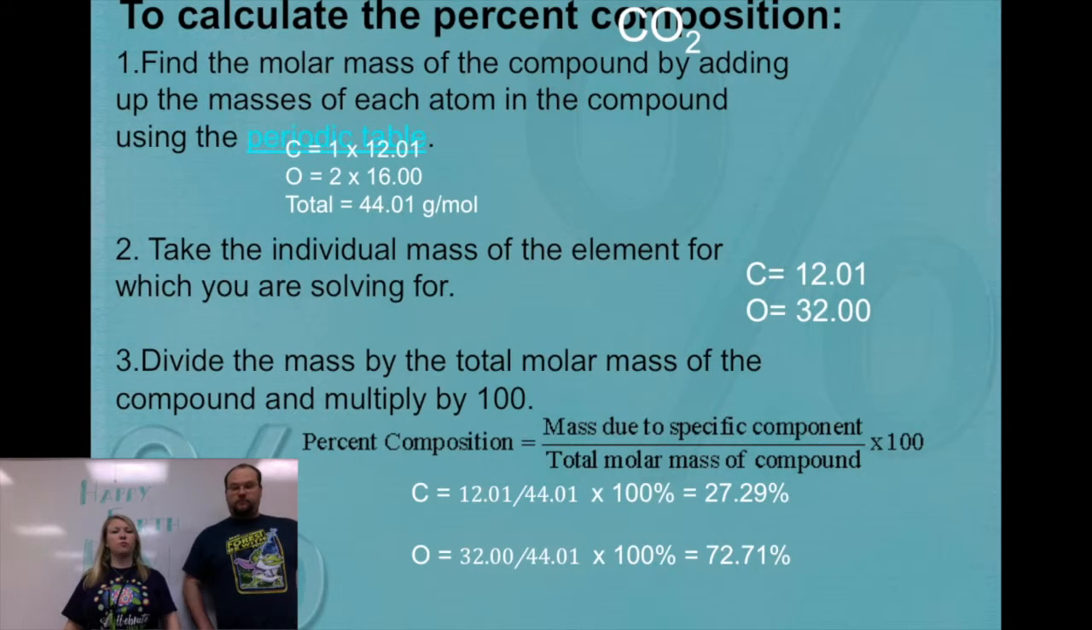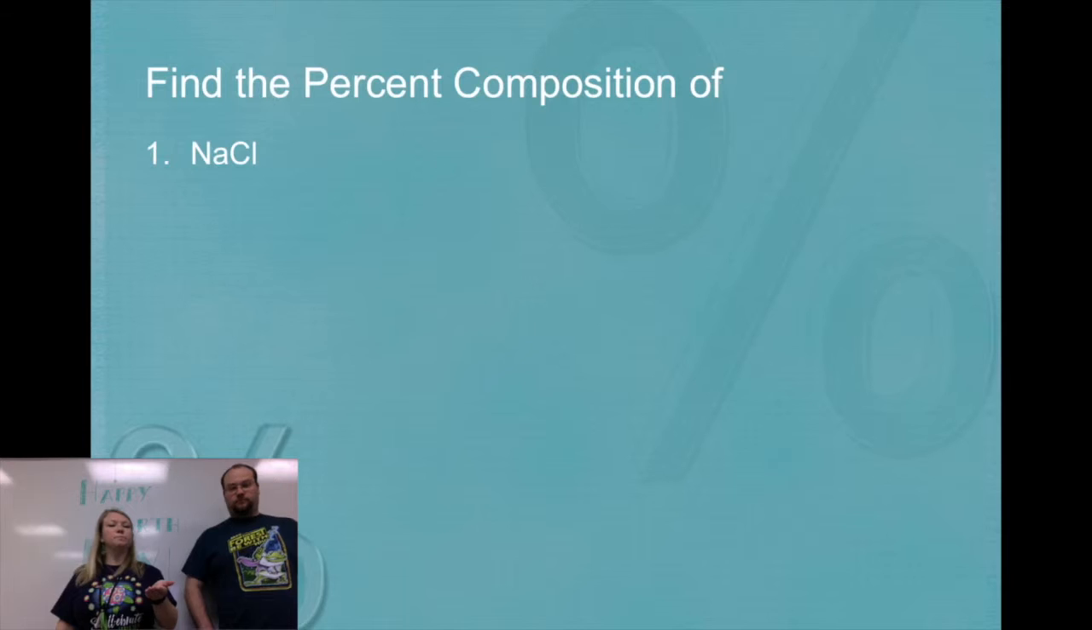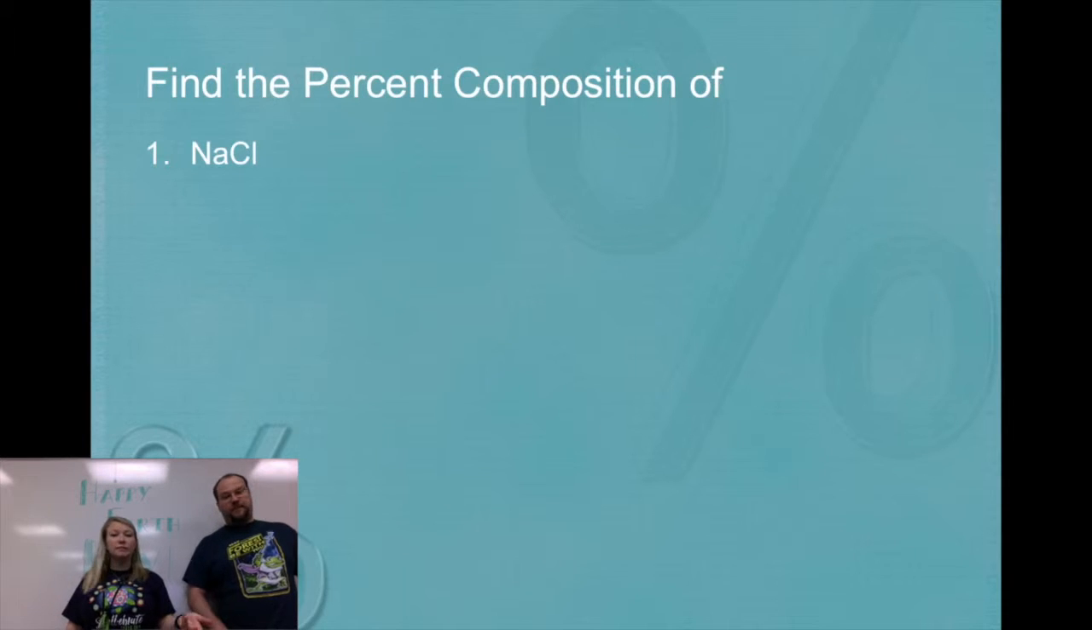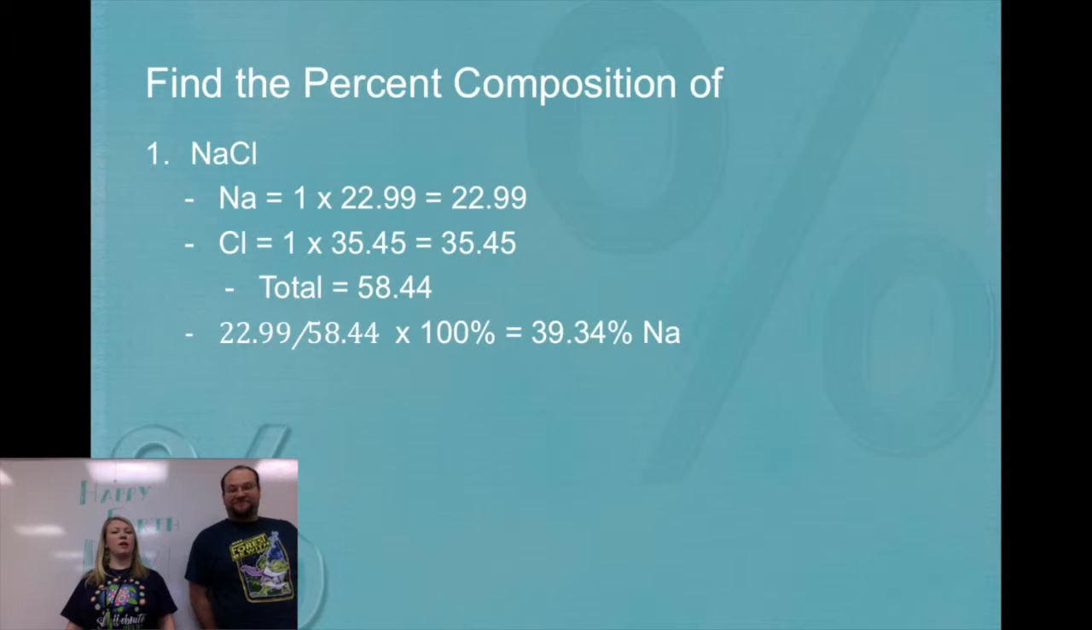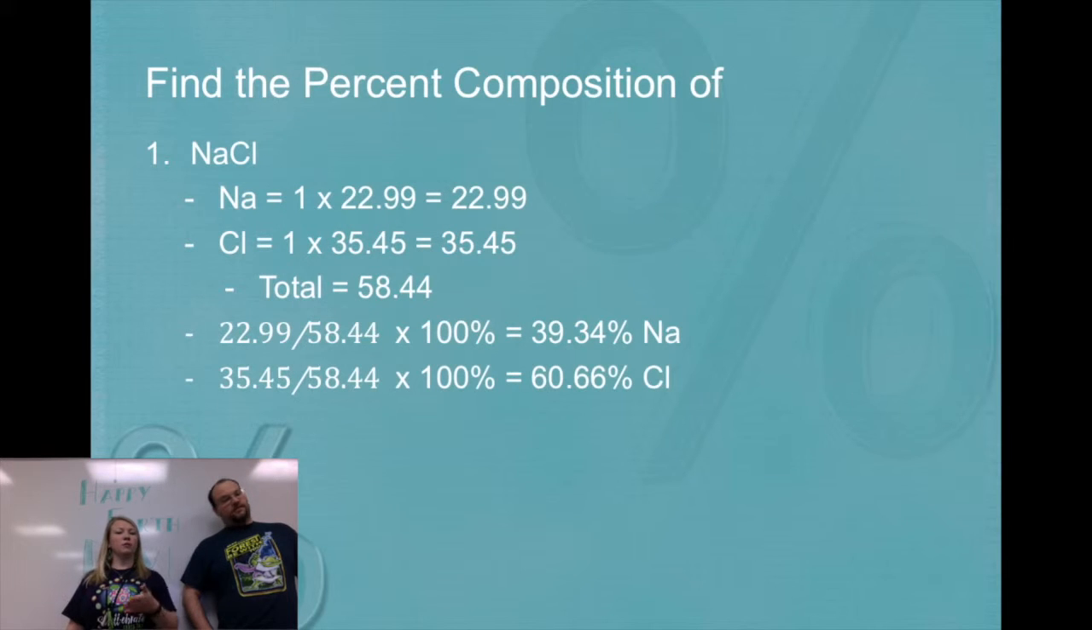Let's run through a couple more practice problems. We have NaCl here, very easy. We look up Na: 22.99. We look up Cl: 35.45. We add them up: 58.44. To find Na, I take 22.99 divided by 58.44, and we get 39.34. Then chlorine, same thing, divided by the total times 100, and that's what you get. And they add up to 100.